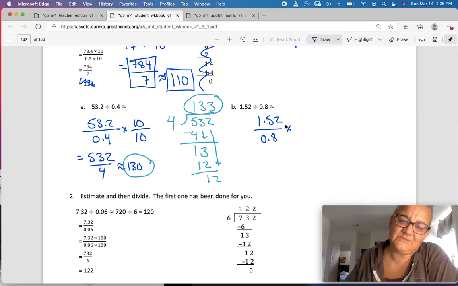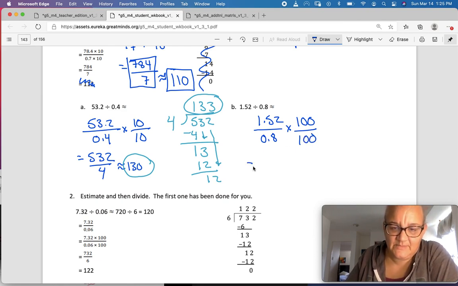Now I have to move this one 2 times, so I'm going to have to multiply by 100 over 100, which still just equals 1, but we're just changing the decimal. And my new answer is 152 divided by, now be careful, I moved this one 2 places. I have to move this one 2 places as well, so I'm going to have to put another 0 here. And I'm going to divide that by 80.